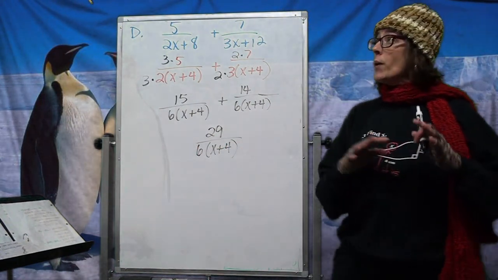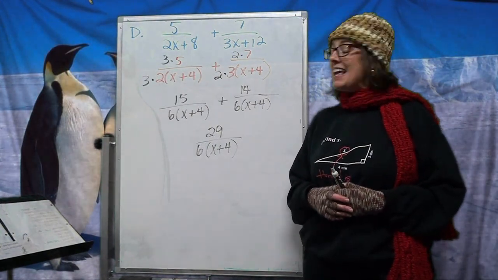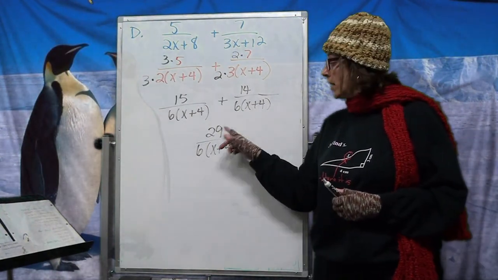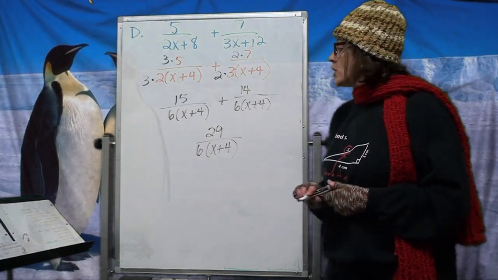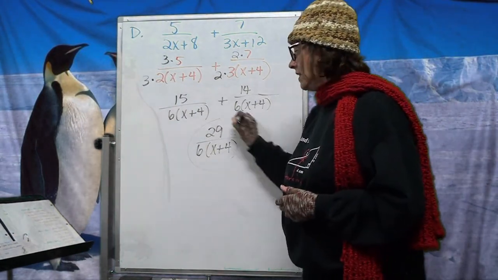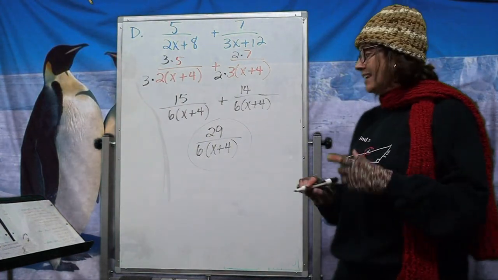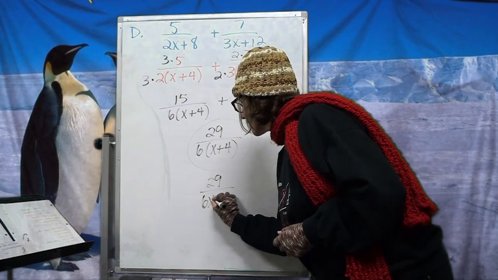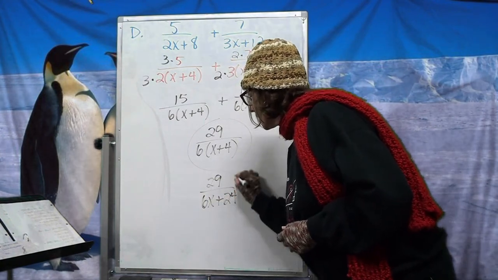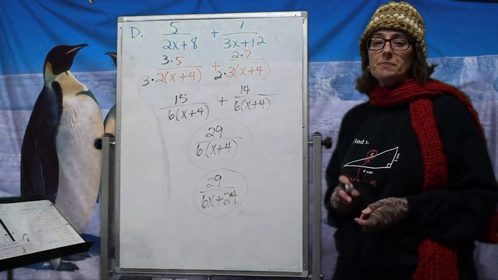Yet again, always simplify a fraction if you can. Is there a number that will go into both 29 and 6? No, there isn't, because 29 is prime. So that means I'm left with this, if your instructor and your textbook will take it. If not, old school people, let's go ahead and distribute that through and get 29 over 6x plus 24.